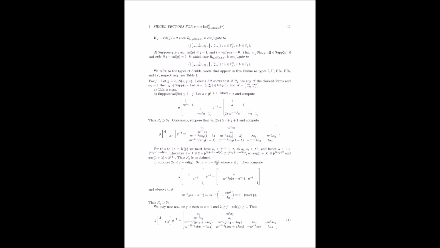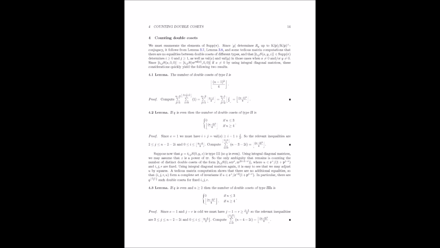Sounds pretty involved. Can you give me an overview of the main theorem that lays out these dimension formulas? The heart of the paper is Theorem 5.1. It separates things into 2 cases: when q is odd and when q is even. When q is odd, only type 1 double cosets contribute to the dimension. But when q is even, all 5 types play a part, and the formula gets more complicated.